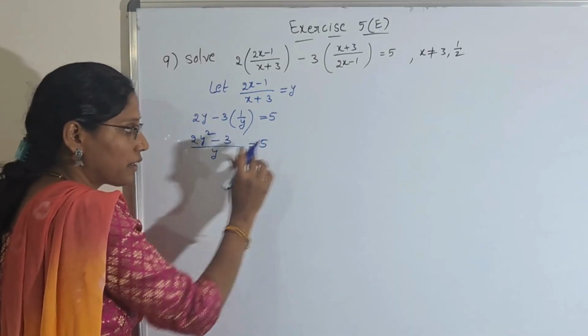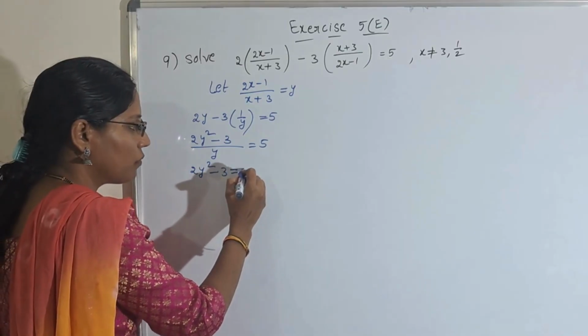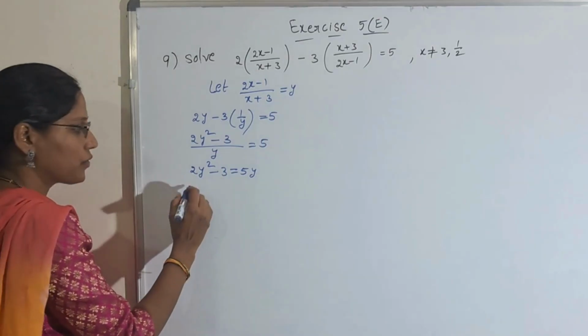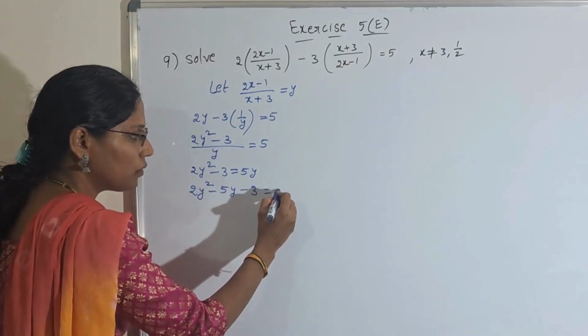Y we have to shift right side. 2y square minus 3 equal to 5y. 5y we have to shift left side. 2y square minus 5y minus 3 equal to 0.